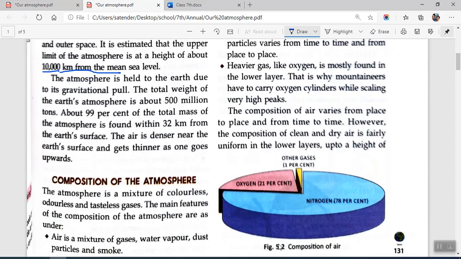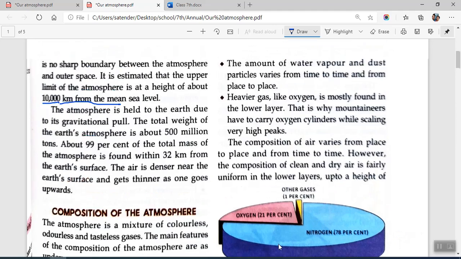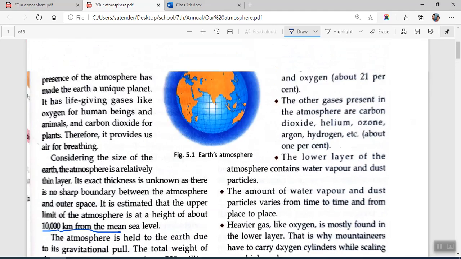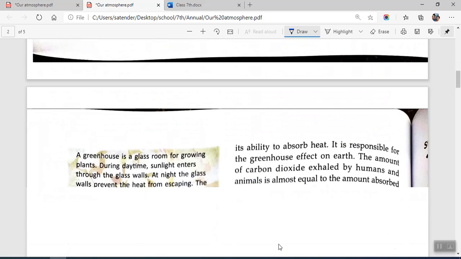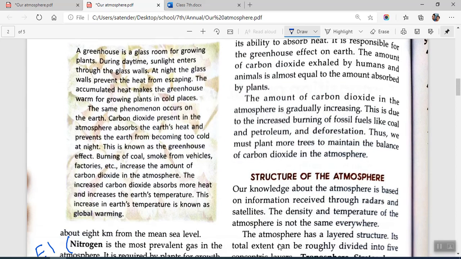If we could provide a more appropriate answer to this one. The lower part amount of particles. Okay, so atmosphere, this is due to increasing fossil fuels, deforestation. We must plant. So what you do is, as part of your global warming, you will be writing this paragraph.